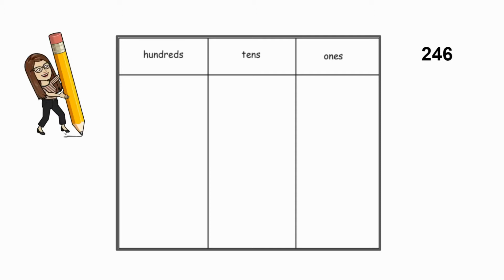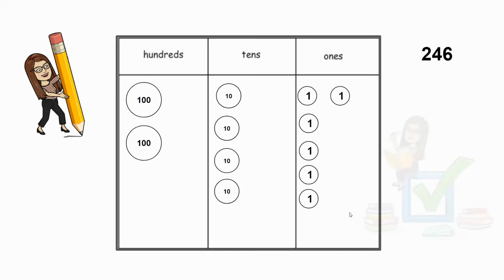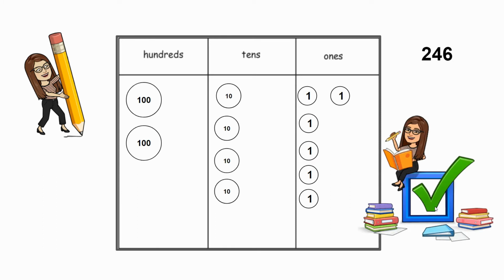We're going to draw 246 using our place value disk. You ready? Here we go. Count along with me. 100, 200, 210, 220, 230, 240, 241, 242, 243, 244, 245, 246. Did you draw it this way? If you did, you are correct.